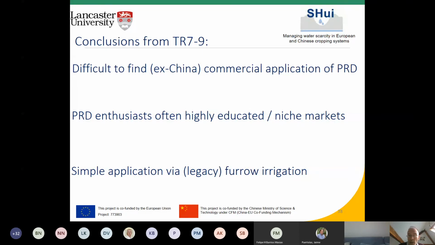So whereas we've talked a lot this afternoon about science and some of the sensors that could be used to perhaps more optimally apply partial root zone drying in specific situations, the reality is that the empirical and, I would say, legacy approach of furrow irrigation may well provide environments where partial root zone drying can be much more extensively tested.